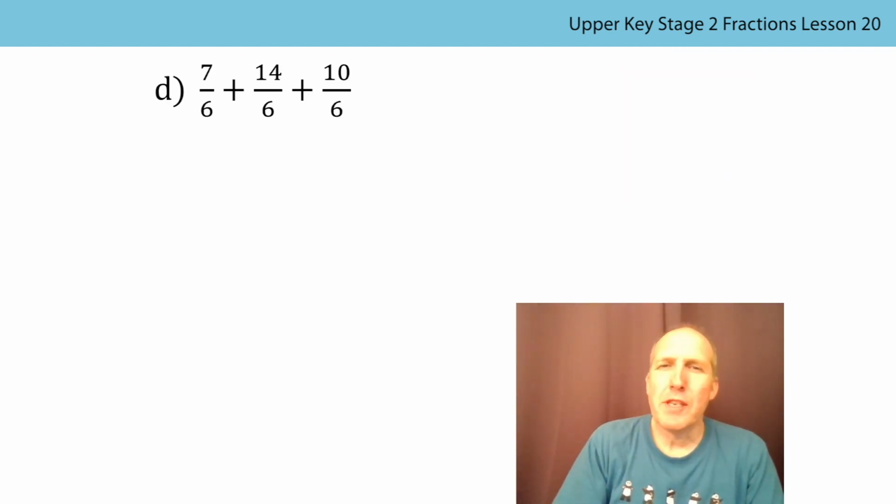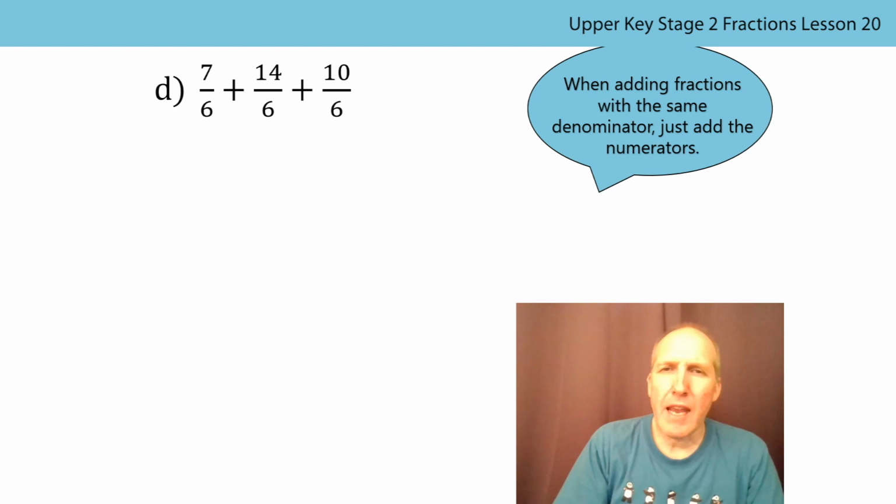It's time for question D. This one has 3 fractions to add. Remember to just add the numerators again. Did you get the improper fraction, 31/6? Do you think we can simplify? No, that's right. The 31 and 6 have no common factors. So now we just need to convert to a mixed number.